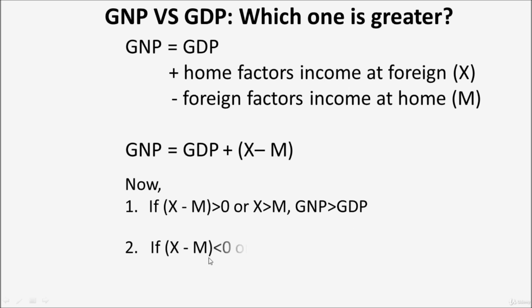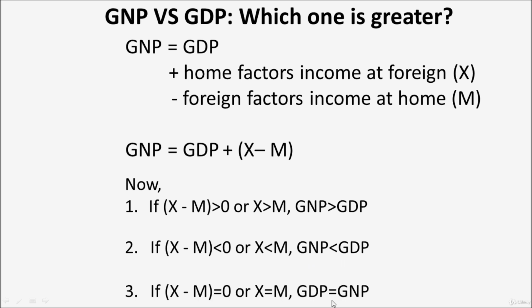When net export is negative, it means our export is less than our import. That is, what we receive is less than what we give. And in this case, GNP will be less than GDP. Finally, when net export is 0, it means export and import are equal. That is, home factors income at abroad and foreign factors income at home are equal, which levels out the GNP and GDP.